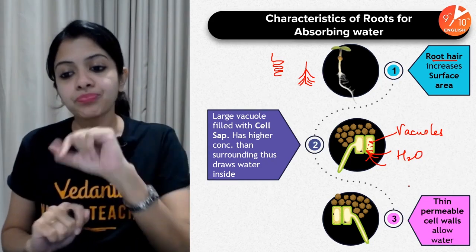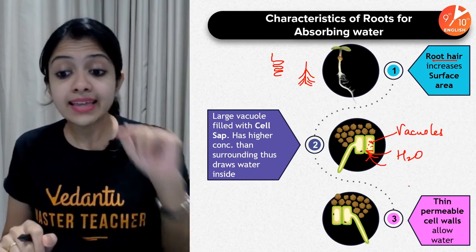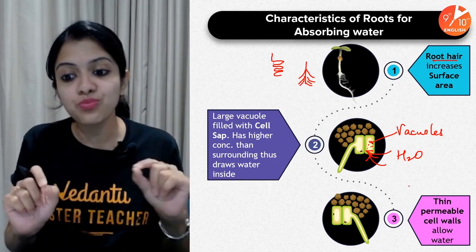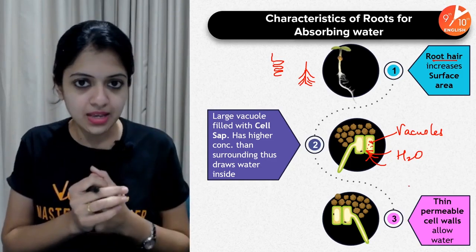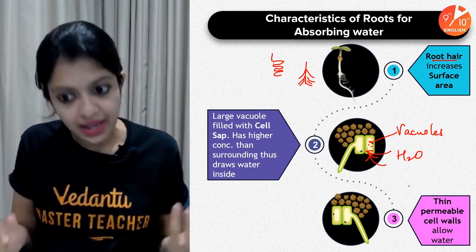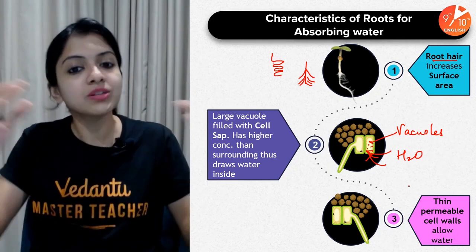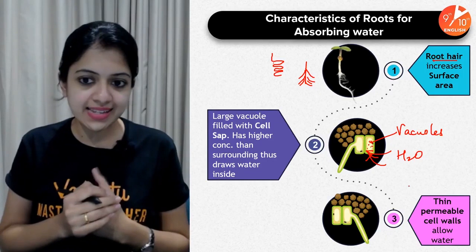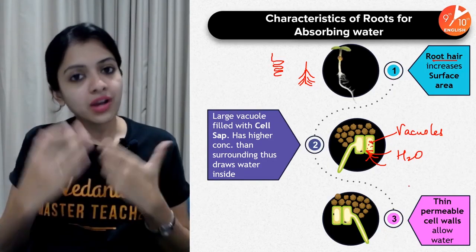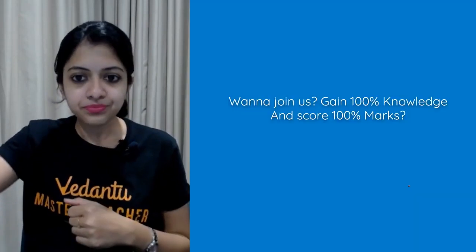Okay, now point number 3. Root hair cells have thin and permeable cell walls to allow water. Permeable is something that permits or allows. Thin and permeable cell walls allow water to enter inside. These are the 3 major characteristics of roots for absorbing water.